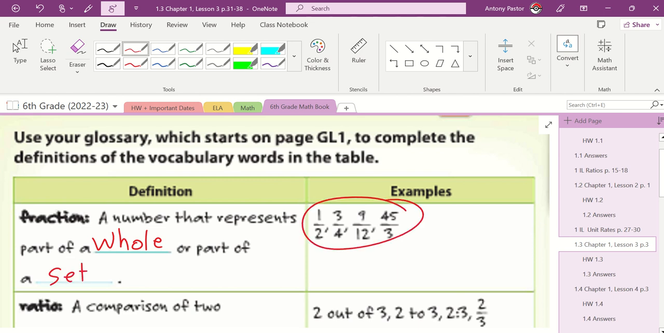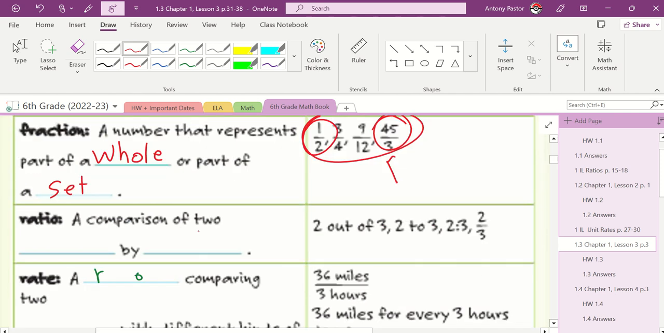Examples can be found here, which include proper fractions and improper fractions. Remember, a fraction can be part of a whole or part of a set. Proper fractions will always be part of a whole, and an improper fraction will show you that it is a whole and then part of a whole, or in this case, part of a set.